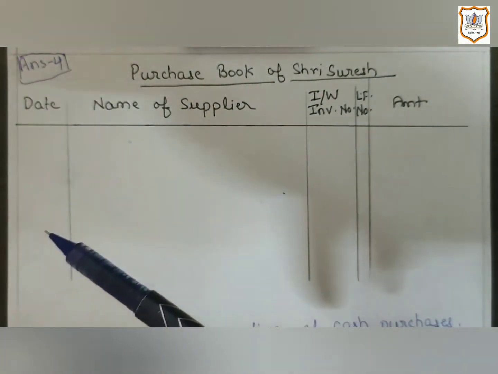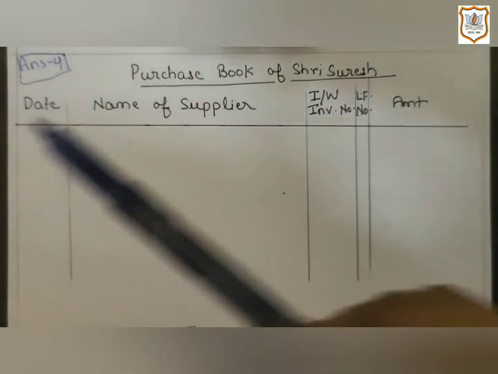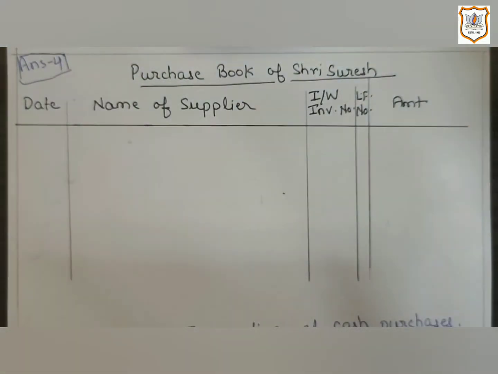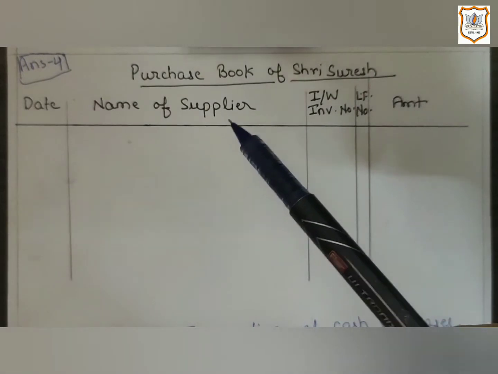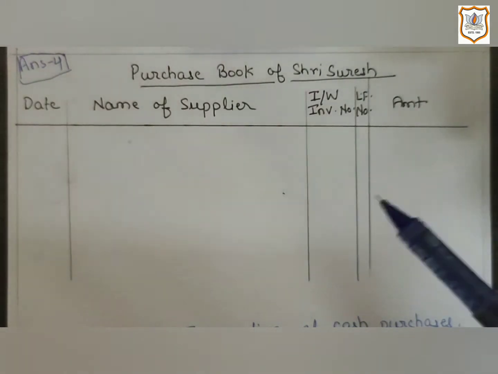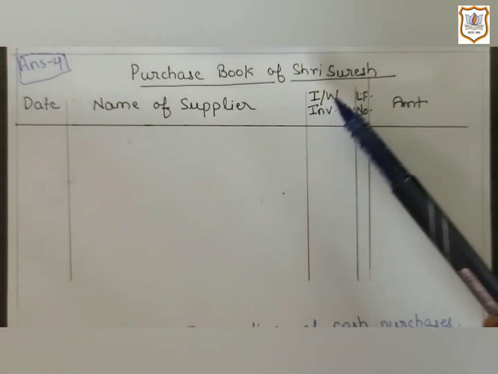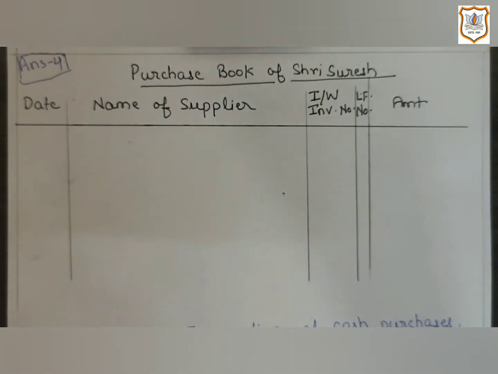First column is of the date. The date on which credit purchase transaction has taken place is recorded in date column. Then second column is of name of supplier. Here in this column, name of supplier from whom goods are purchased are entered. Then next column is inward invoice number. The number of bill or invoice issued by supplier is recorded in this column.